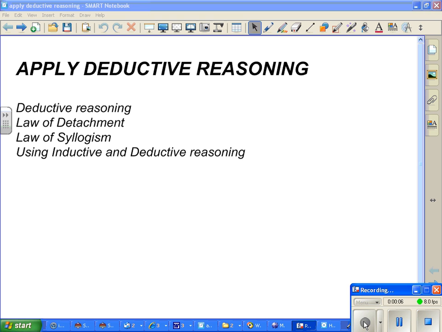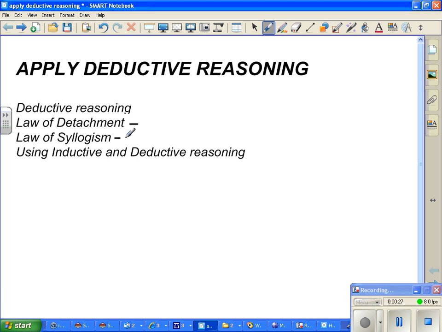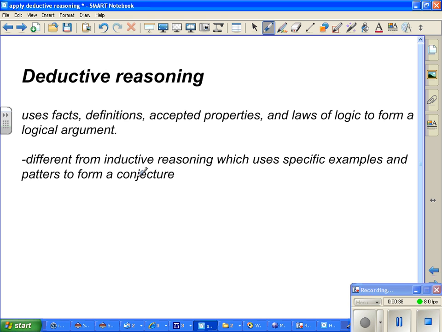We're going to be talking about applying deductive reasoning. We went through converse, inverse, contrapositive, all those types of things in the last video, and now we're going to apply this reasoning. We'll talk about what deductive reasoning is, the law of detachment, the law of syllogism, and using inductive and deductive reasoning together. Okay, so we'll go through all of that, what that means. Let's go ahead and get started.